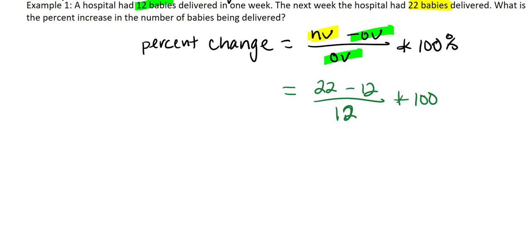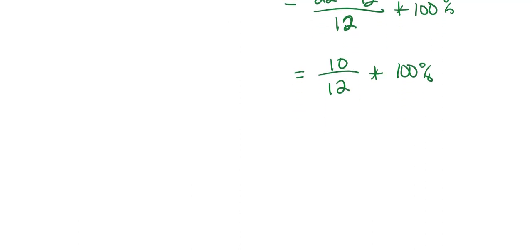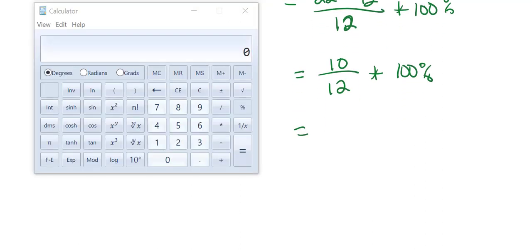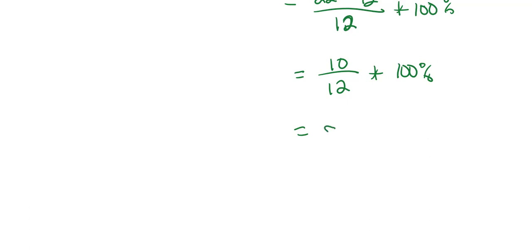So 22 minus 12, well, that would be 10, and that's over 12 times 100. So what would that be equal to? So let's get a calculator. And we get 83, and then it just continues on, 0.333. So let's just go ahead and go 83.3, we'll just round to the nearest tenth percent. So that would be the percent change.